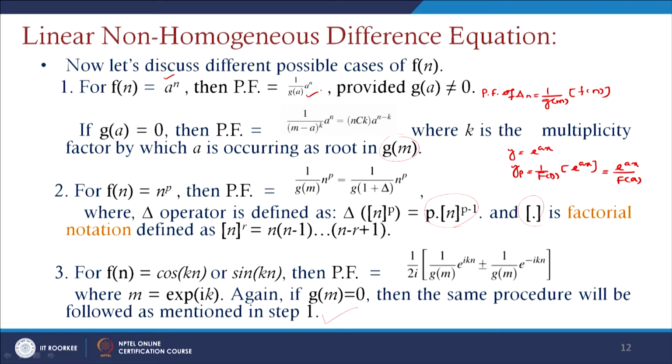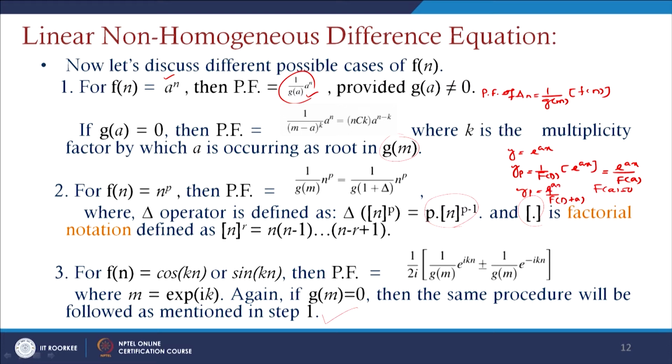But the question arises: what if g(a) equals 0? If g(a) is not equal to 0, then we can directly write 1 by g(a) times a to the power n, since it is a geometric series here. But if g(a) equals 0, then this particular function can be written as 1 by (m minus a) whole to the power k, times a to the power n. Especially in our continuous case, that is, in the ordinary differential equation case, there also if f(a) equals 0, then we replace y_p in the form of 1 by f(D plus a), which is operated on e to the power ax.